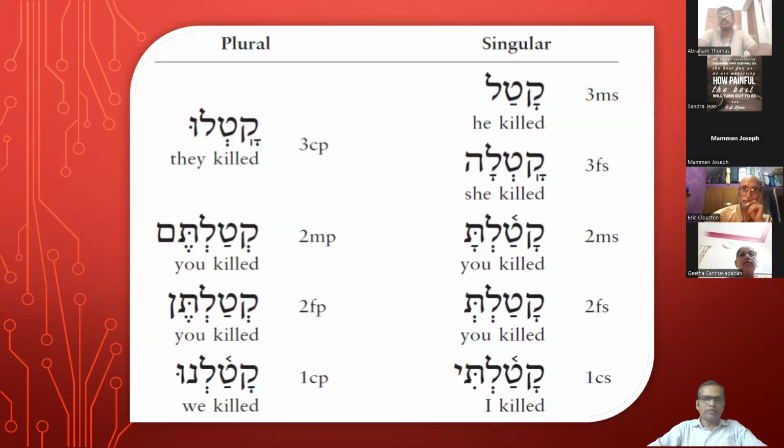So in all these places, if you see second masculine singular, second feminine singular, first common singular, second masculine plural, second feminine plural, and first common plural, what is common here in all these conjugations is that the third letter from the root consonant, that is Lamed, is carrying a Sheva. That is not a vocal Sheva, but it is a silent Sheva.